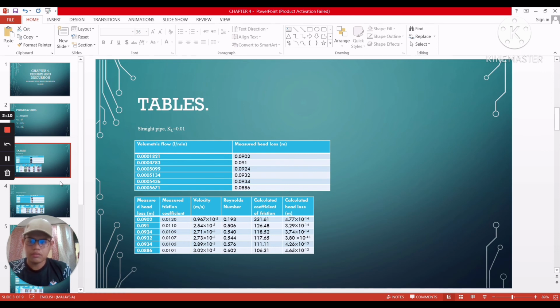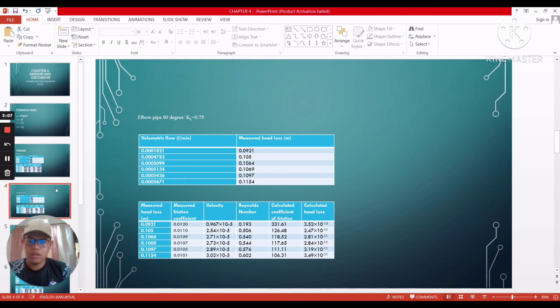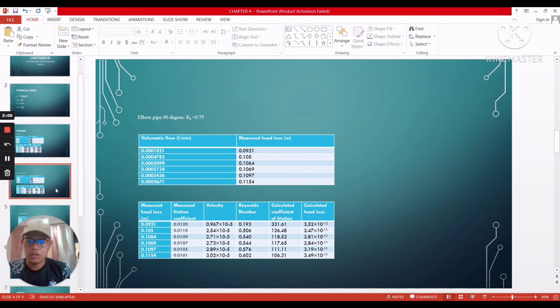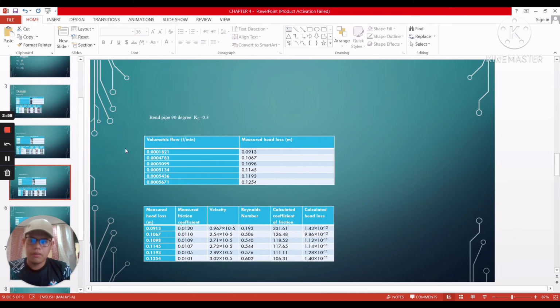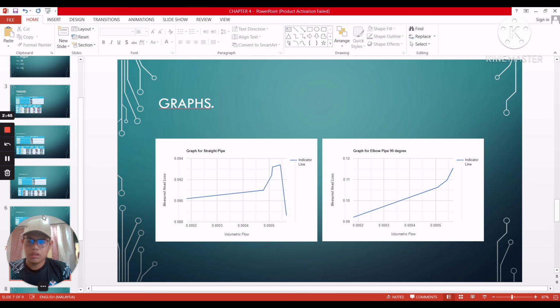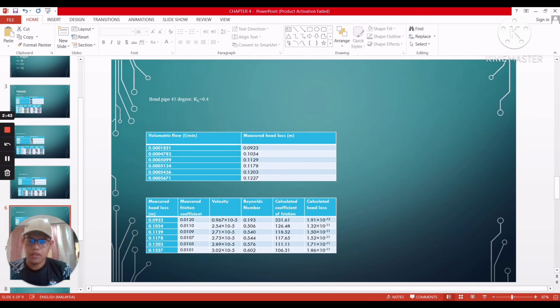So the velocity is detailed in the report. So this is the table for elbow pipe 90 degree. KL is equal to 0.75, which is the measured head loss. Maximum is 0.1154. For the bend pipe 90 degrees, KL is equal to 0.3, which is the measured head loss. Maximum based on the maximum flow rate is 0.1254, and the bend pipe 45 degrees KL is 0.4, and the volumetric flow maximum is the same as the others, but the measured head loss is different.